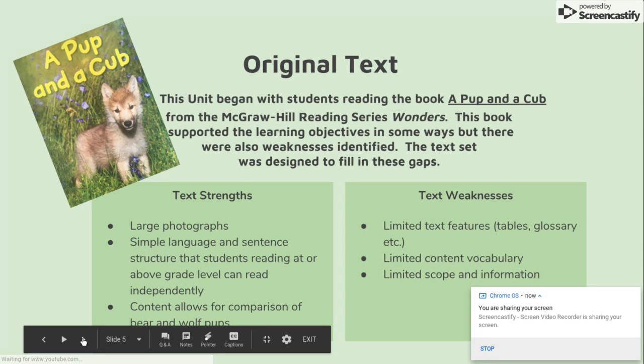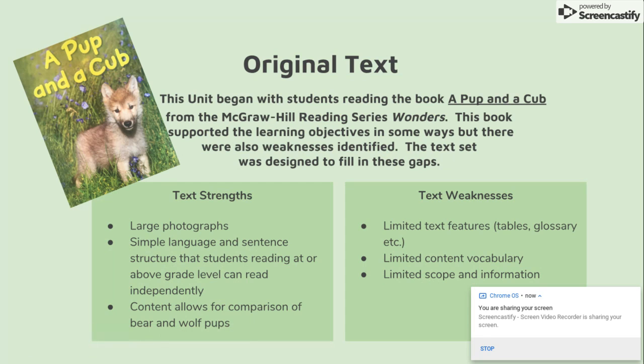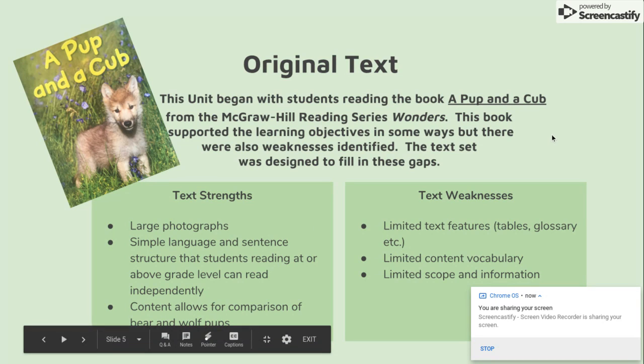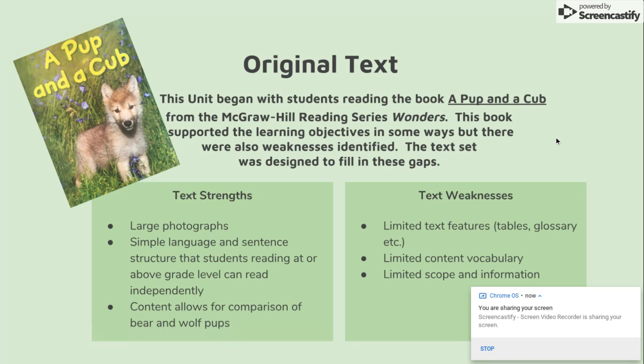The original text that we used for this was called A Pup and a Cub. It was actually from the Wonders reading series. It's not uncommon to have a lot of crossover between reading and science. A lot of times we use reading and science books interchangeably. There were some strengths to this text. There were large photographs, simple language, and sentence structure. The content allowed students to practice comparing and contrasting animals using that skill.